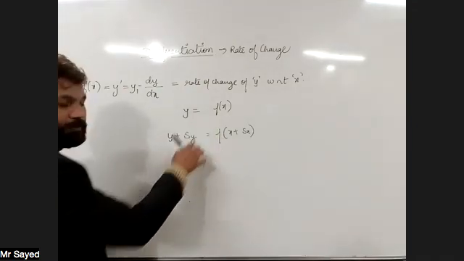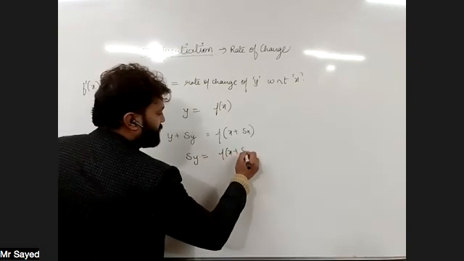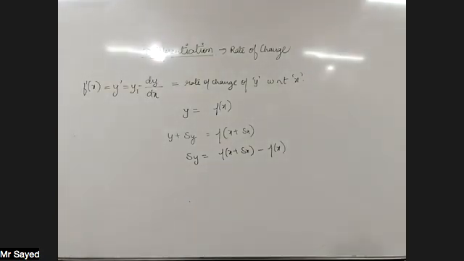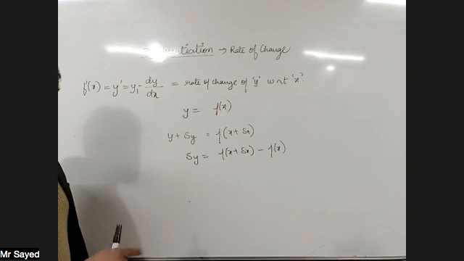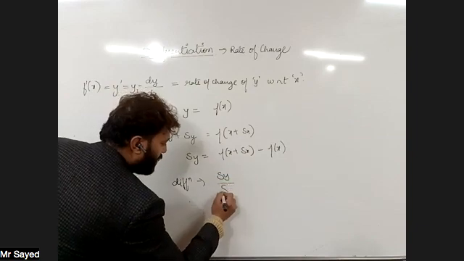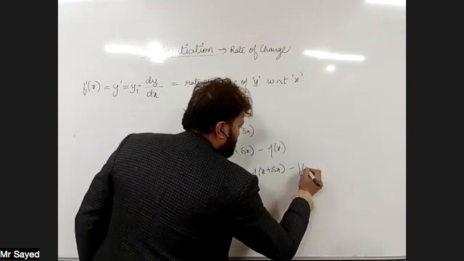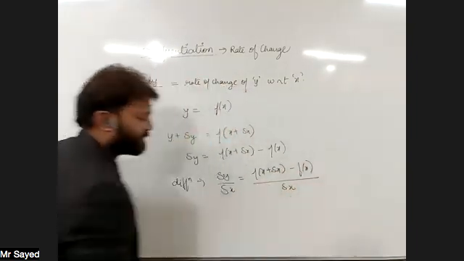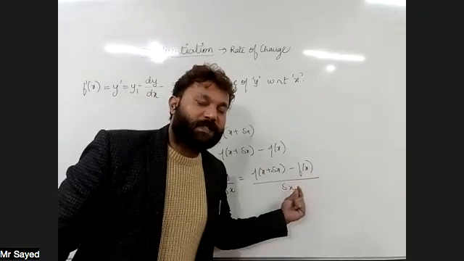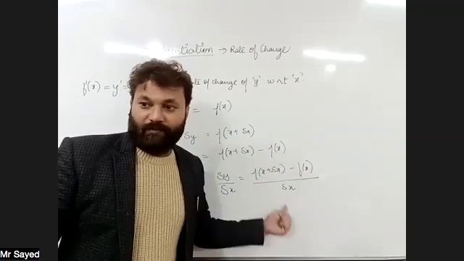If we subtract the two, delta y will become f(x plus delta x) minus f(x). That's the delta y. Now, if we study this change in y with respect to x, that is differentiation: delta y over delta x. So this will become f(x plus delta x) minus f(x), whole upon delta x. This is differentiation, that is rate of change of one variable with respect to another variable. This is the change in y with respect to x.